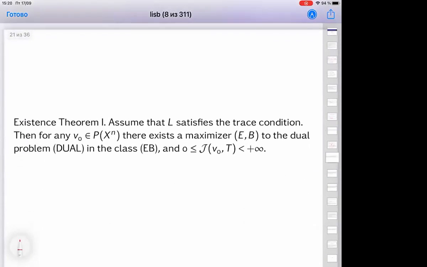And then you have existence theorem one: if you have this trace condition, then you have a maximizer in the natural class somehow. You remember that I call it optimal transport, but it's a bit better than optimal transport, because this E, B is in some sense L2. This is not just measures, this is L2. Measures are less regular than L2, but this happens exactly because of the conservativity. When you don't have a conservativity situation, you don't expect L2, you just expect measure-valued.